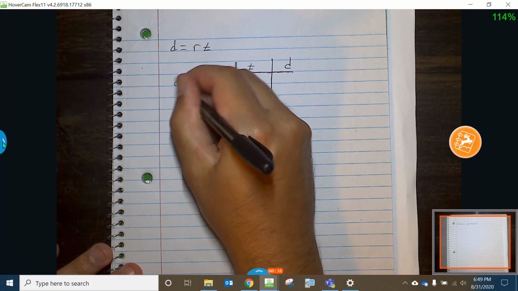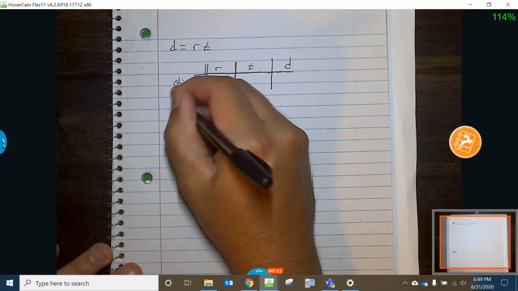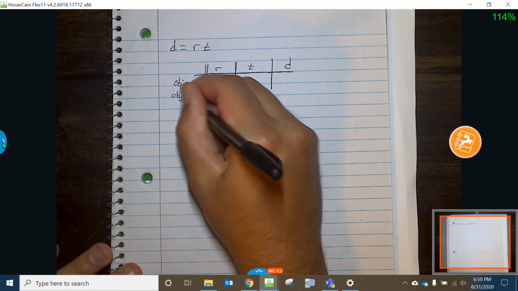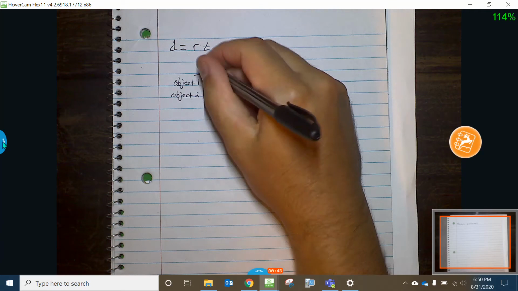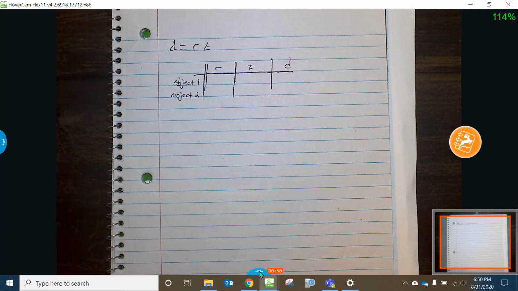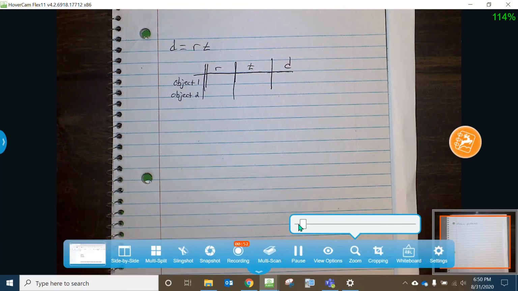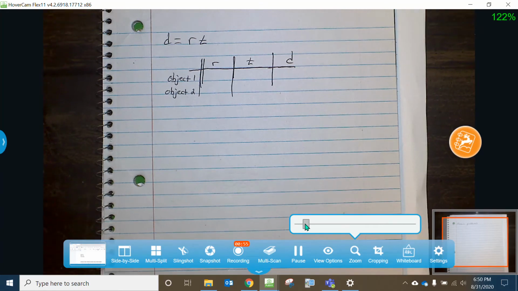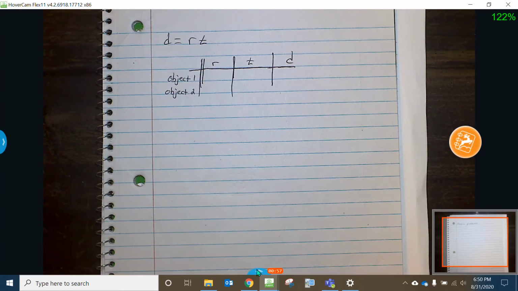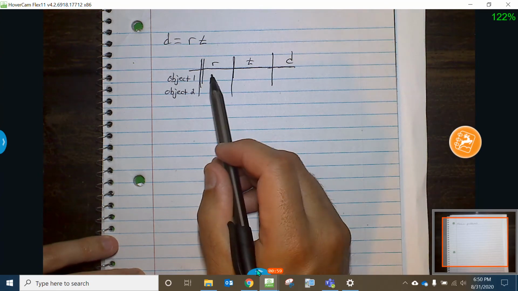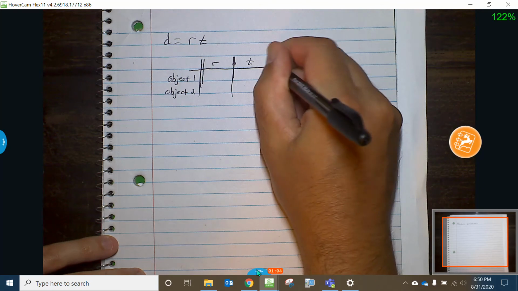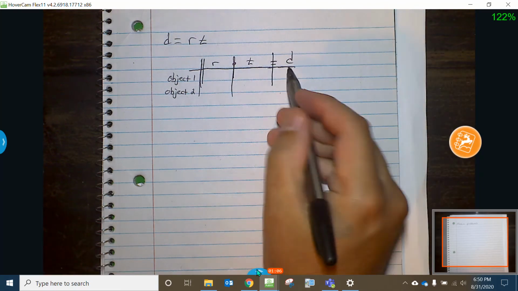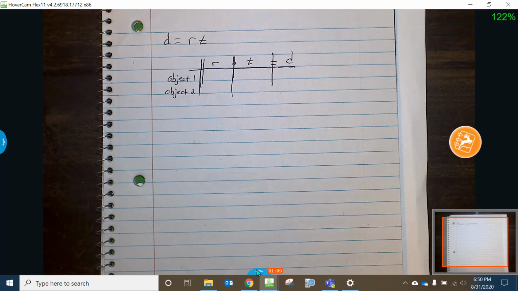So let's say object 1 and object 2. So when we fill out these tables, we will do this times this equals this. So it's a multiply here and it's an equals there. So distance equals rate times time. This chart typically works for the problems Alex asks.